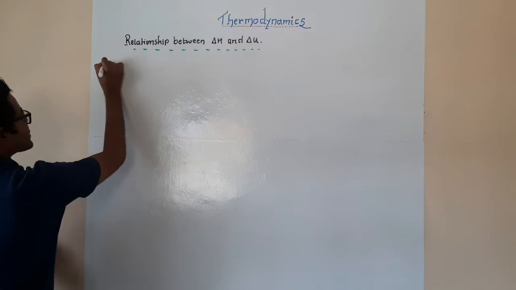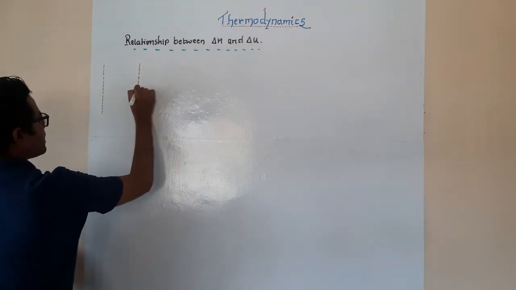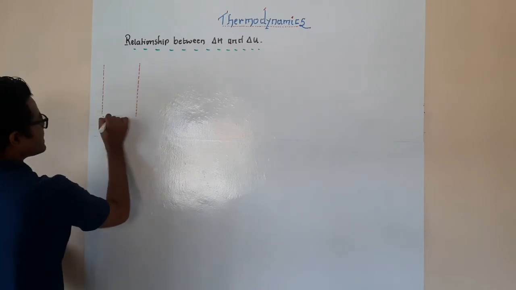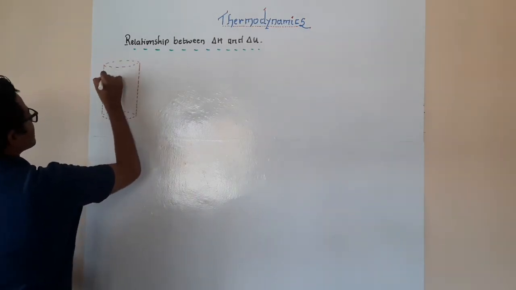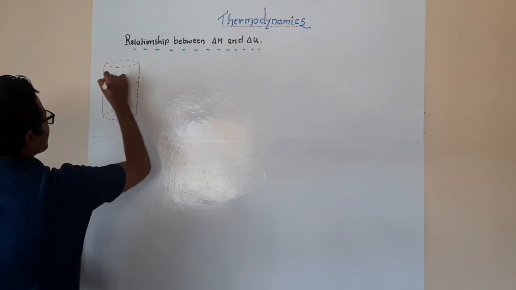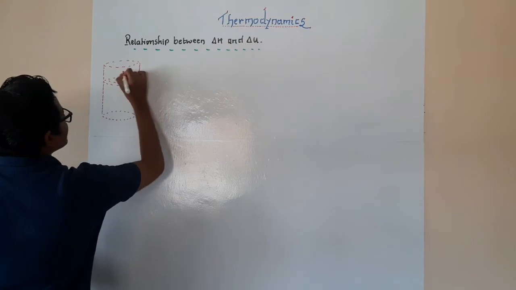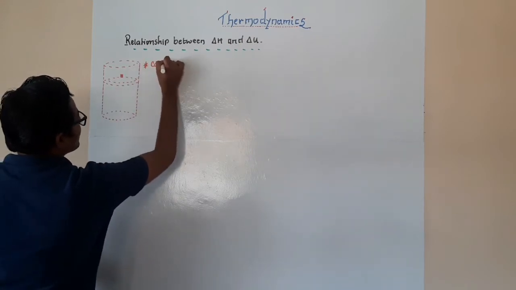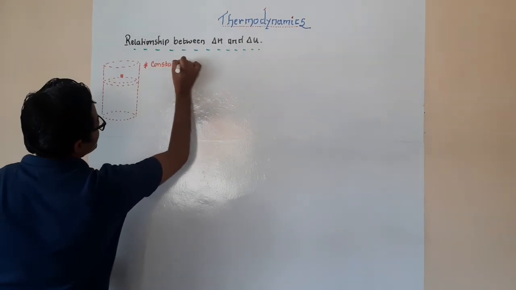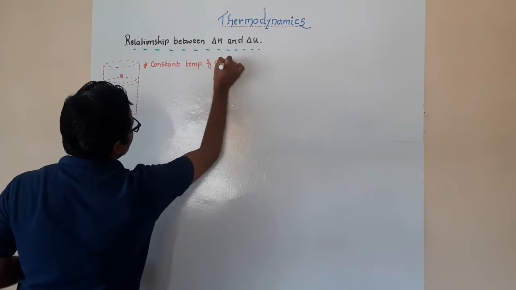So in case of the gaseous states, let's say that we are going to have a system. And in this system, let us say that we are going to have a piston over here. Okay. So kindly note that the entire process that we are going to deal with here is going to take place at constant temperature and constant pressure.